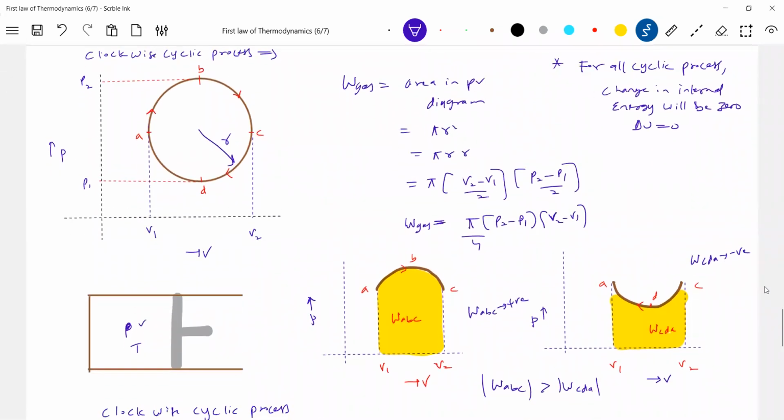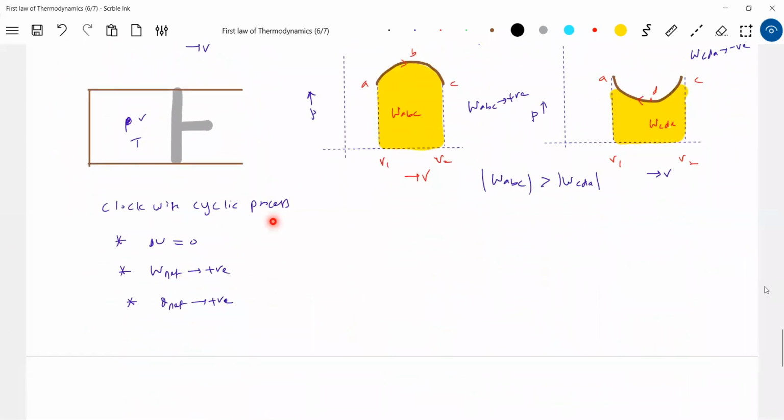You should not think, sir, here it is doing negative work. I'm not saying it will not do any negative work. It does negative work, but net positive work is greater than net negative work, so the resultant will be positive only. Therefore, for a clockwise cyclic process, change in internal energy is 0, net work is positive, and heat will be absorbed. Q positive means heat will be absorbed by the gas.